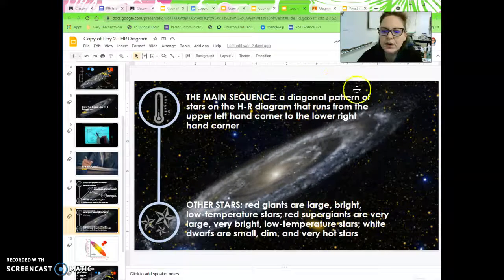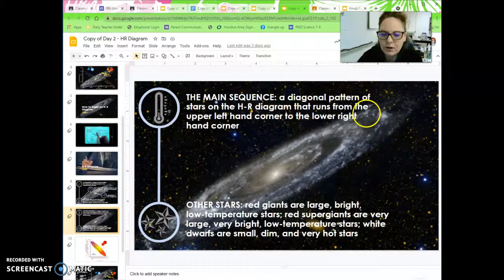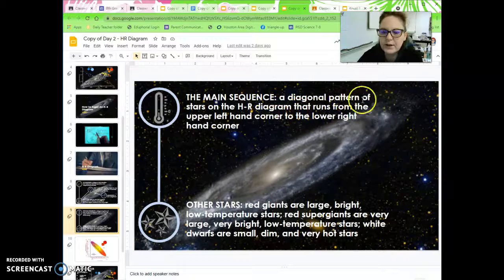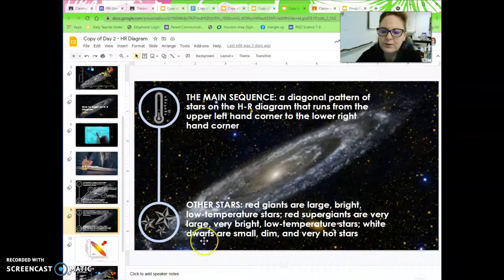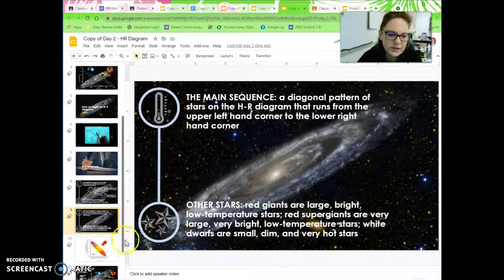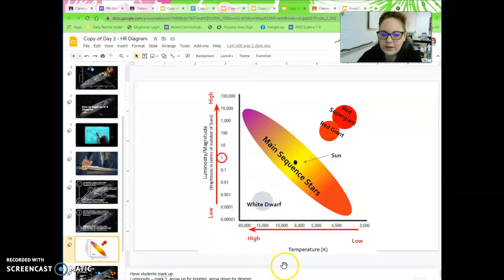And then the other stars are the red giants that are large, bright, and low temperature stars, and the red supergiants are very large, very bright, and low temperature stars. And then on the lower left corner are the white dwarfs that are very small, very dim, and very hot stars. And so this one just shows you where you can put those labels on yours. So there's your temperature, your luminosity, your main sequence, your red giants, your red supergiants, and your white dwarfs.